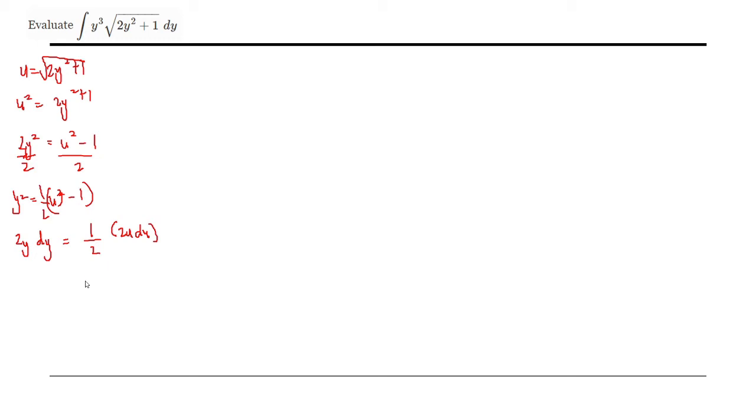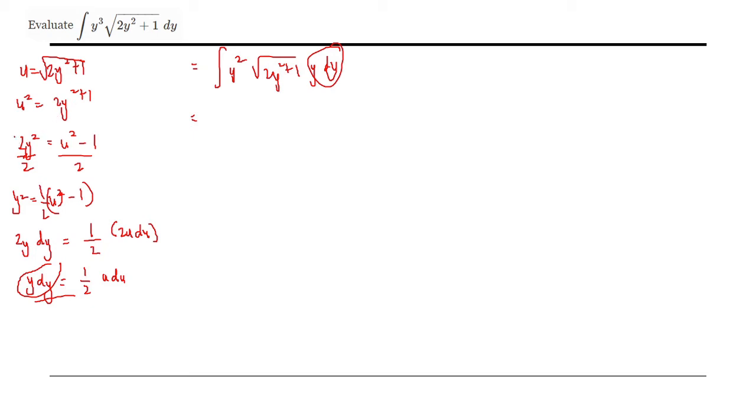Okay, so that's y dy is equal to 1/2 u du. If you divide both sides by 2, this will happen. So we have y dy because we have y cubed dy. Now we can separate the other y. To simplify that one, that's y squared times the square root of 2y squared plus 1 times y dy. Okay, so y dy is 1/2 u du, and then the other one as well.